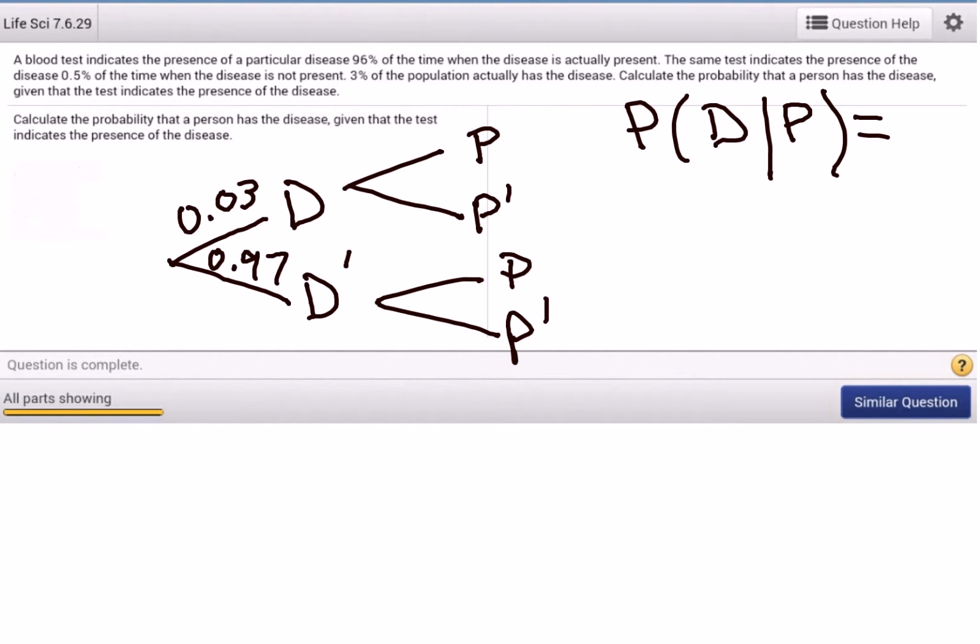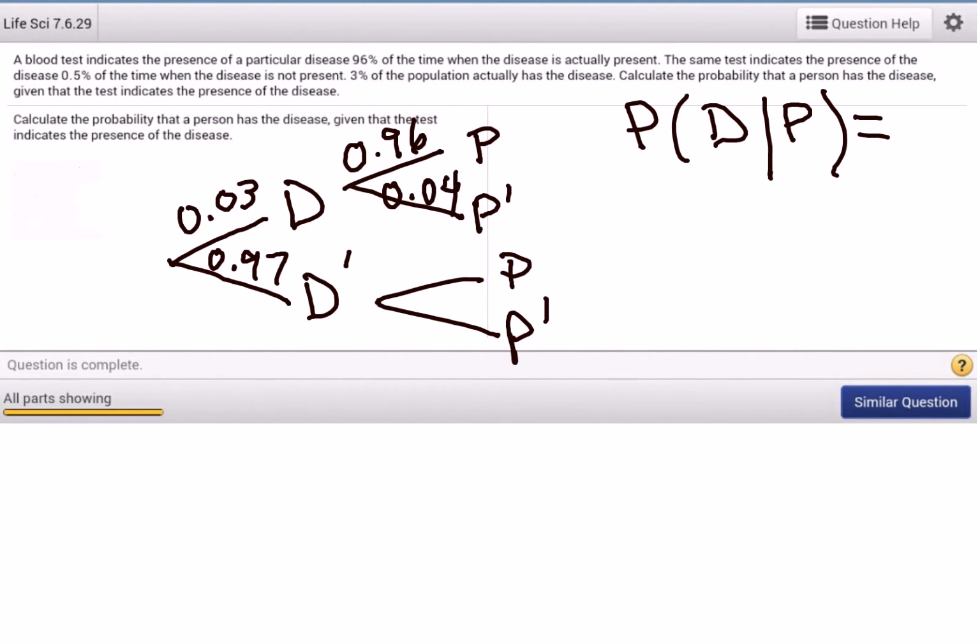But we know that the blood test, and let's look at this first sentence here, the blood test indicates the presence of the disease 96% of the time when the disease is actually present. So that tells me that when the disease is actually present, which would be my top, that first branch, 96% of the time it indicates it's present when it actually is. So the complement of that would be 0.04 or 4% of the time.